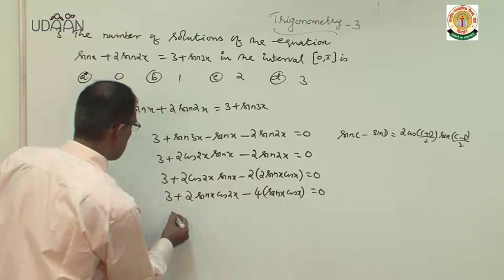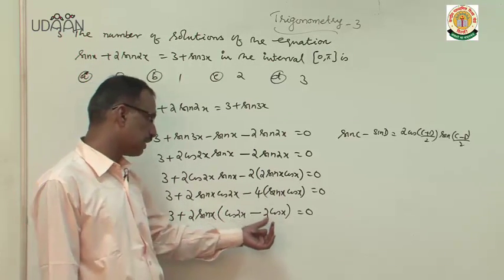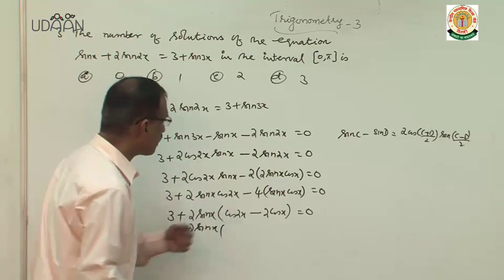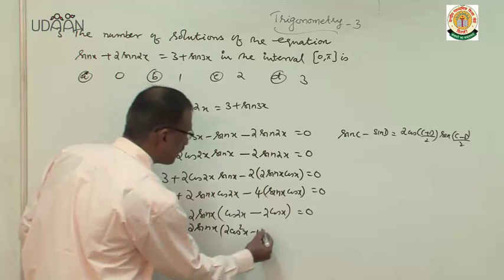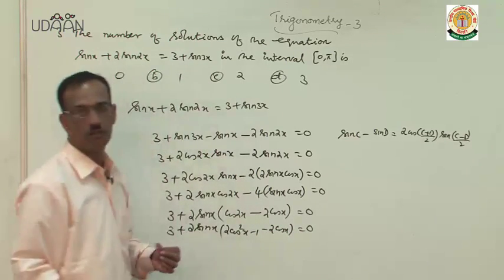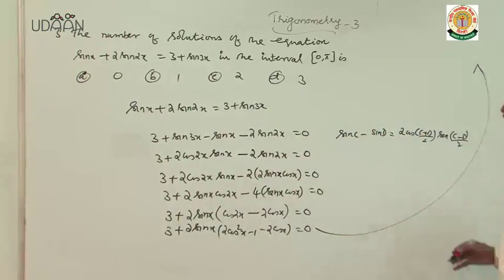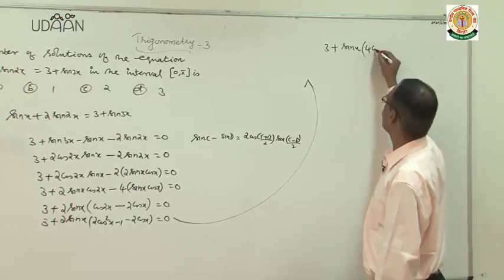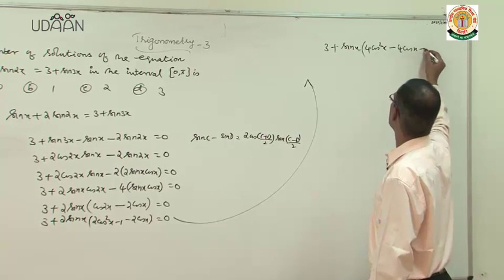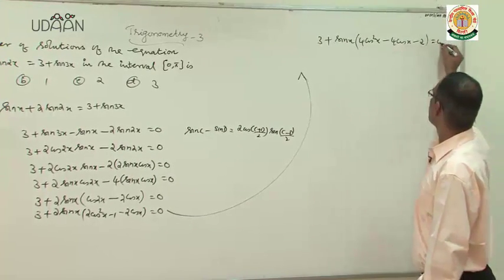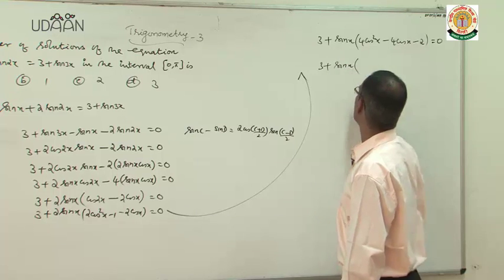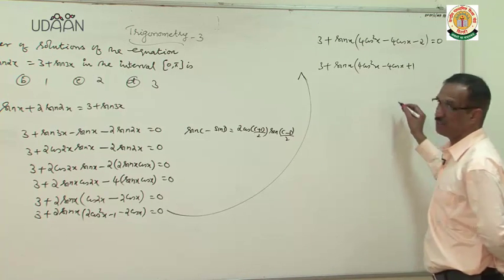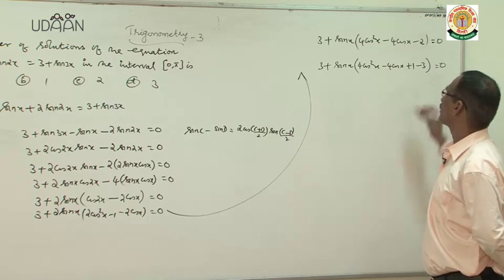Now, from these you can take it up: 3 plus 2 sin x into cos 2x minus 2 cos x equal to 0. Now, we can write cos 2x as you know the formula, 2 cos square x minus 1, minus 2 cos x equals 0. Now, if you continue here, we have 3 plus sin x into this, taking 2 inside. So, 4 cos square x minus 4 cos x minus 2 equals 0. Now, this can be completed as 4 cos square x minus 4 cos x plus 1 minus 1, so you get minus 3 equals 0.